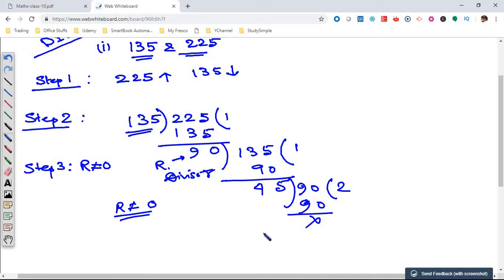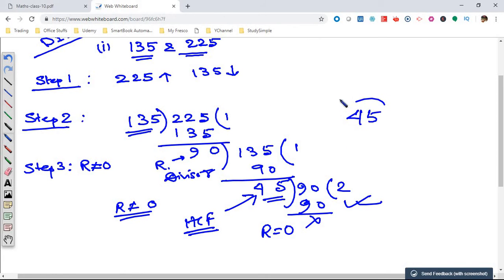Now there is no remainder, or the remainder equals 0. Whenever the remainder becomes 0, the divisor becomes the HCF. At that stage this divisor becomes the result. So 45 will be the HCF of 225 and 135. So using this method we can easily find the HCF of two numbers.